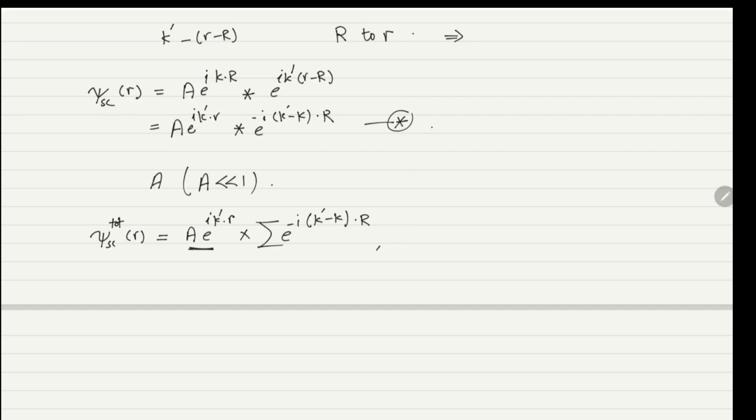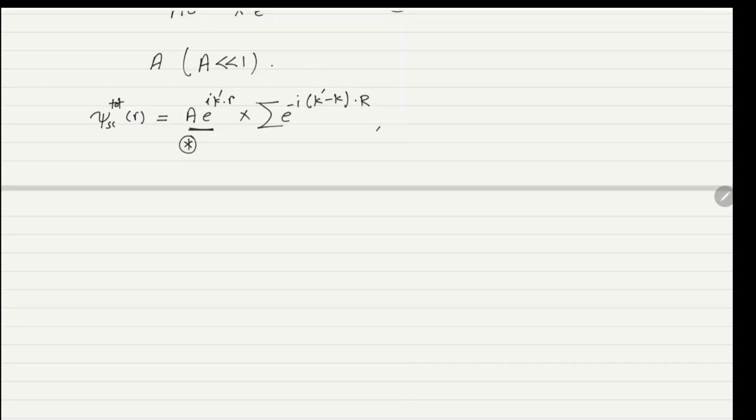Now the first phase factor expresses the fact that the scattered wave has a wave vector k prime, and the second one, this part here, depends crucially on the particular lattice and determines whether waves will be scattered strongly in the direction k prime. Just to mention, the scattered wave is large only when all of the terms here have the same phase.